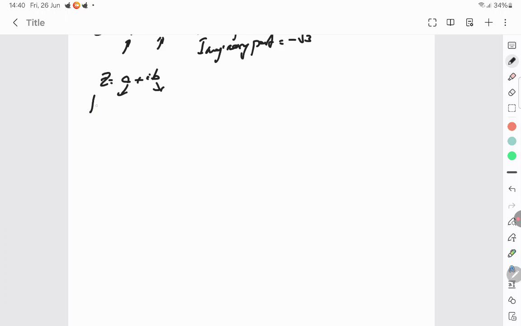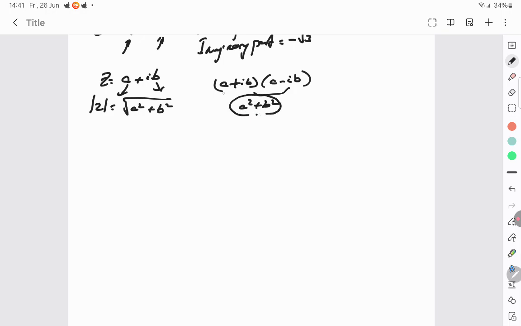Supposing they ask you to find the magnitude of this complex number, it's root of a square plus b square. That's the formula. Which means, basically, to get mod of z, you should take a plus ib and multiply it with a minus ib. And you know i square is -1, so it's a square plus b square. In order to make a plus ib into a square plus b square, you multiply by a minus ib, its conjugate.